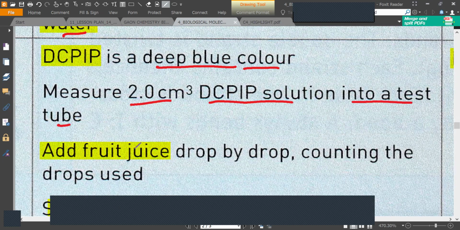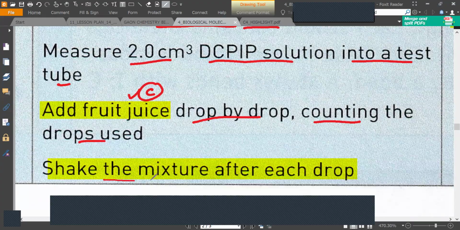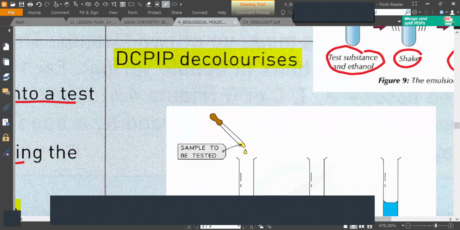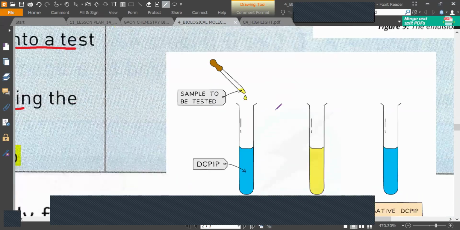First we measure 2 cm³ of DCPIP solution into a test tube, and then we will add the fruit juice. We know fruit juice has vitamin C. So we will add the fruit juice drop by drop, and then we will count the drops used. And then we will shake the mixture after each drop. If it returns to colorless, then we will keep adding. If it remains as blue color, it means it's done. So if vitamin C is present, the DCPIP will decolorize. It will turn to colorless.